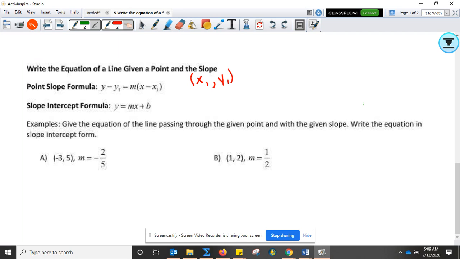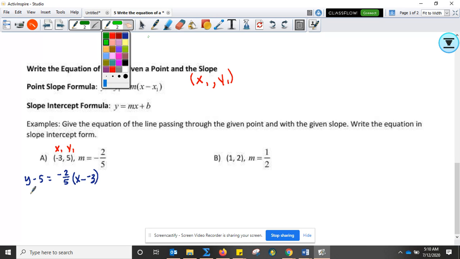Give the equation of the line passing through the given point and with the given slope. Write the equation in slope-intercept form. All right? So let's go ahead and plug this in. So this is x1 and y1, and our m, of course. So let's do this. So we have y minus 5 equals negative 2/5 times x minus negative 3. Okay, so I'm going to distribute that negative 2/5. And yeah, we'll probably have some ugly numbers, but that's okay. So we have y minus 5 equals negative 2/5 x. And this is going to be plus minus 6/5.